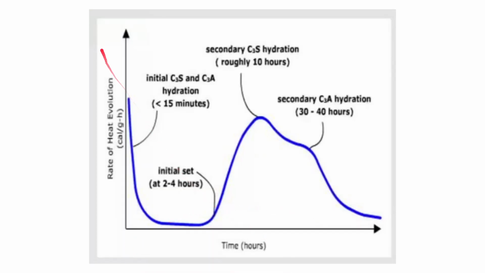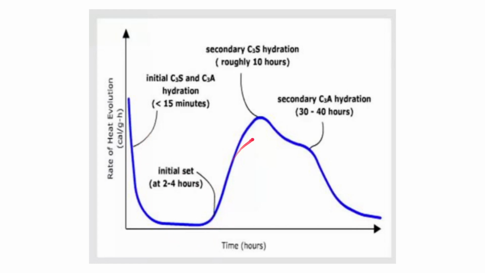If we see the plot between the rate of heat evolution and time in hours, we will find that initially the rate of hydration is very high, and that is mainly, as we just studied, for the hydration of C3A and C3S compounds. That is less than 15 minutes. From 0 to 15 minutes, the rate of heat evolution is the most. Then very rapidly it starts to decrease, and it is at minimum at 2 to 4 hours because of the initial setting. When the stiffness starts to occur, the rate of heat evolution reduces.